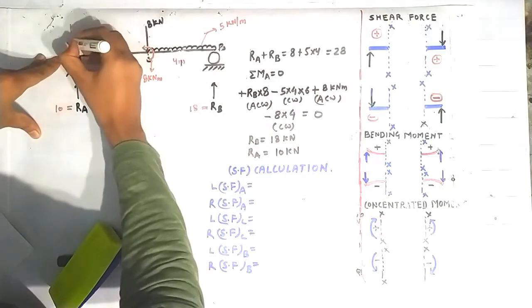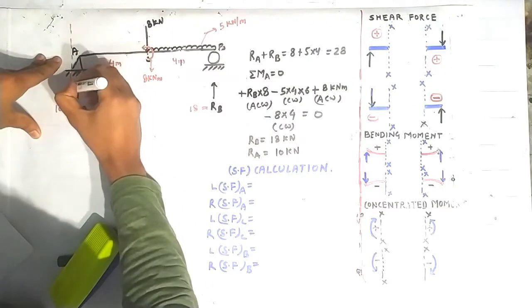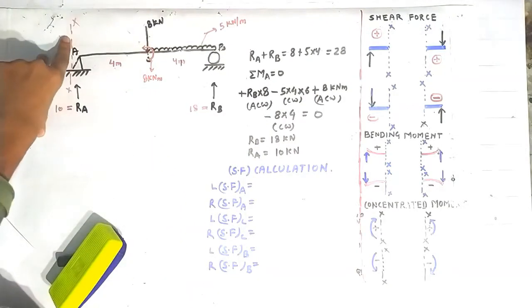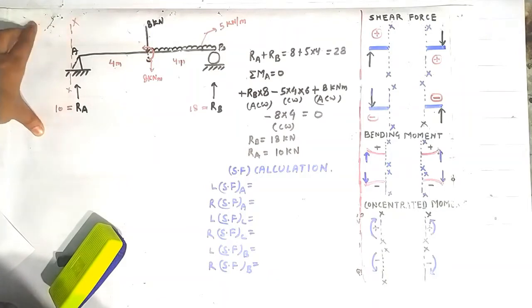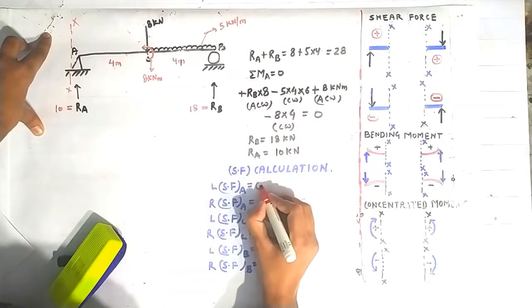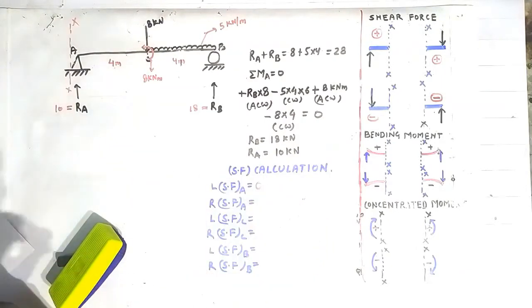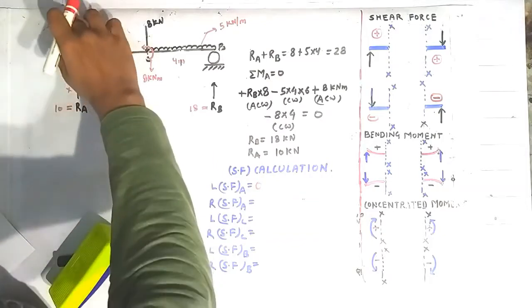For that you have to construct a section here on the left side of the point A. According to the definition, the shear force at any section is the algebraic sum of all the forces either on the left side of this section or on the right side of this section. Here we will choose the left side. On the left side there is nothing lying, so the shear force on the left side of the point A is 0.